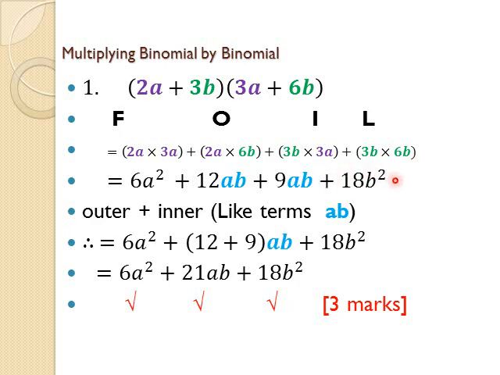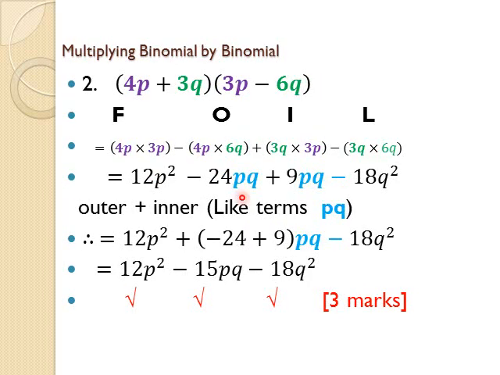So when I'm done multiplying, I will always look for like terms. They have highlighted it for you in blue. That's ab and ab. So my outer plus inner, my like terms: 12 plus 9, ab, gives me 21ab. So therefore I have 6a squared plus 21ab plus 18b squared, and that's 3 marks for the last 3.